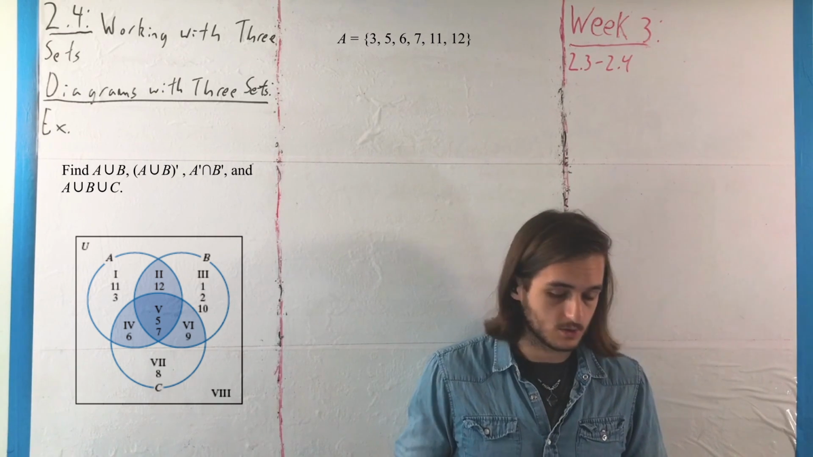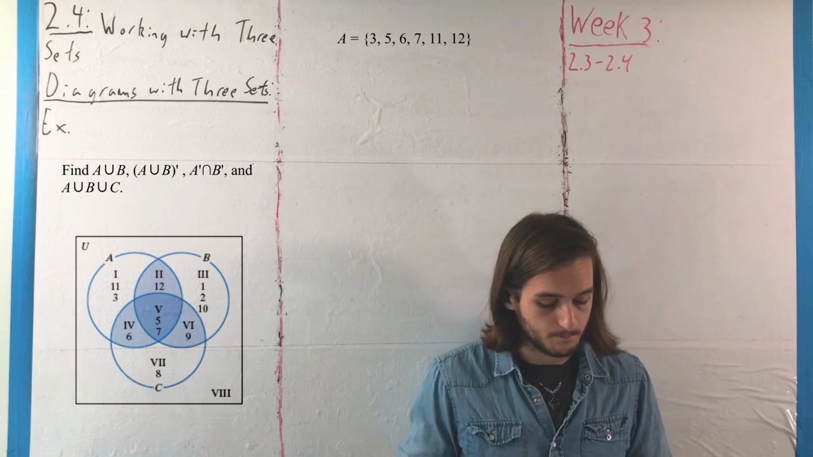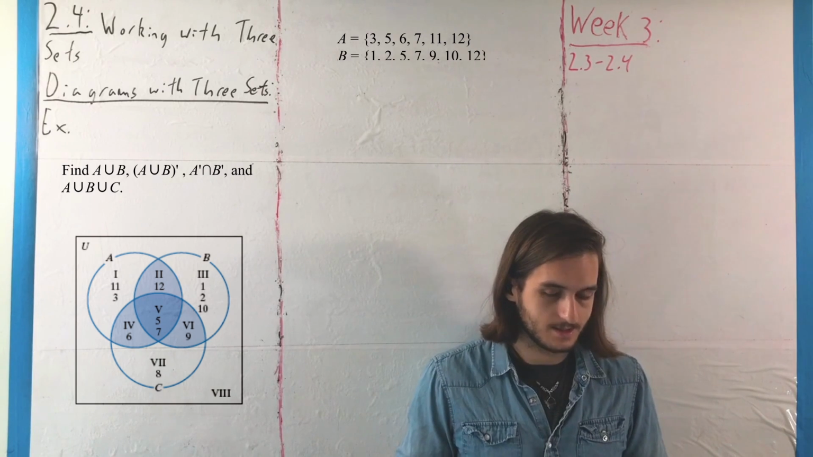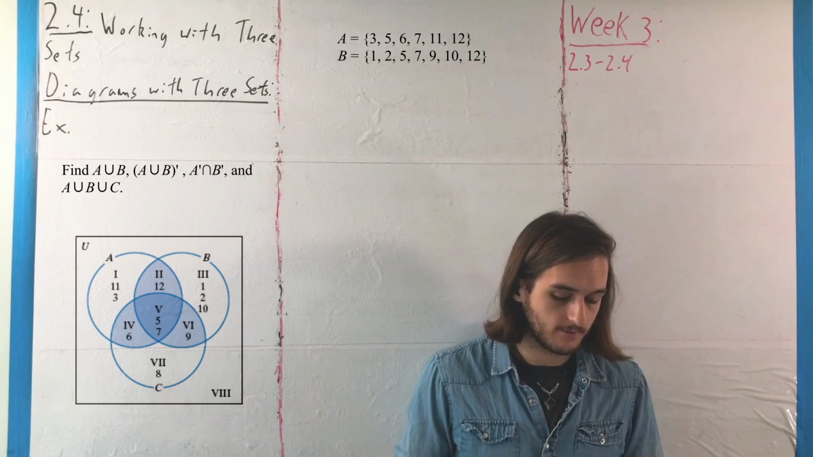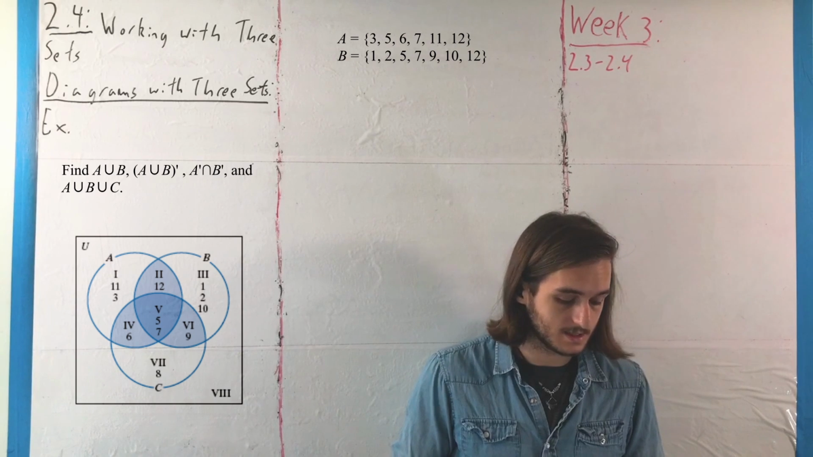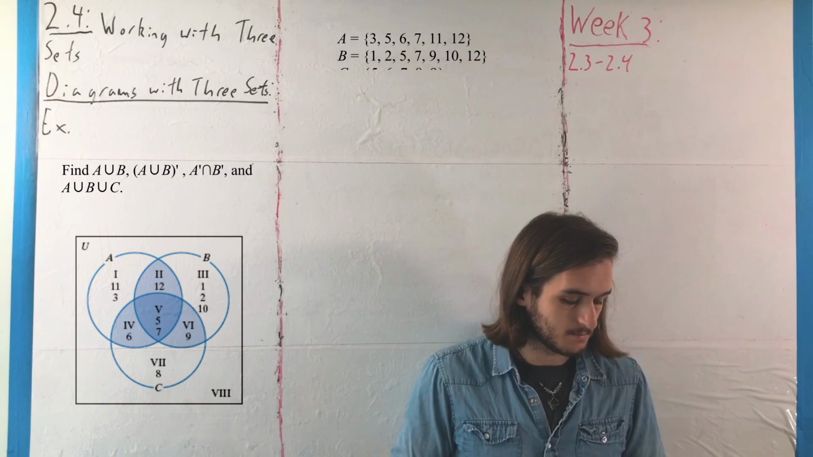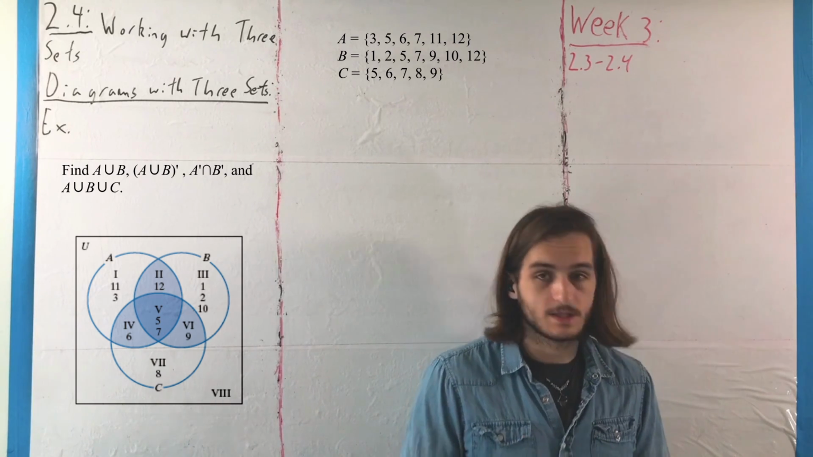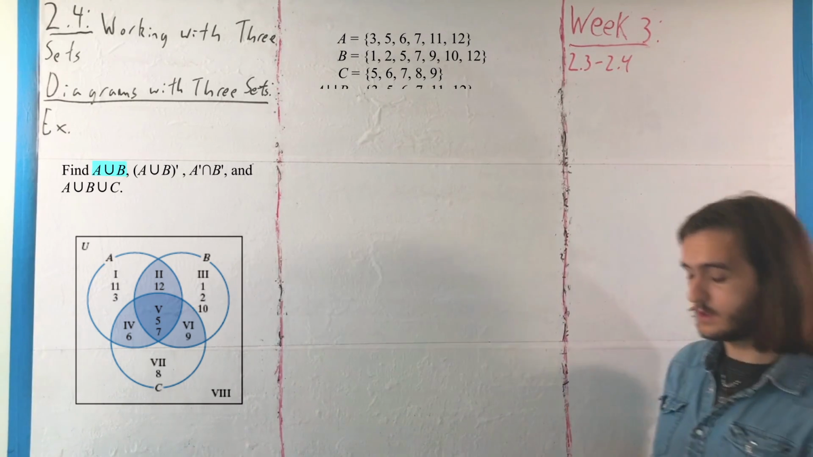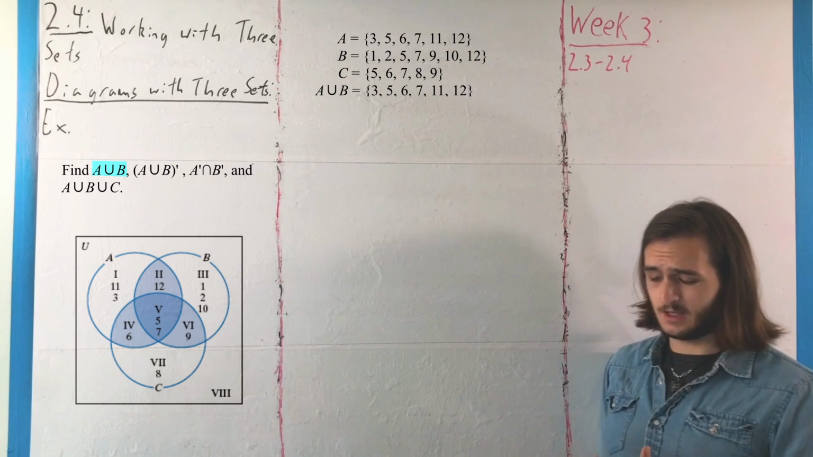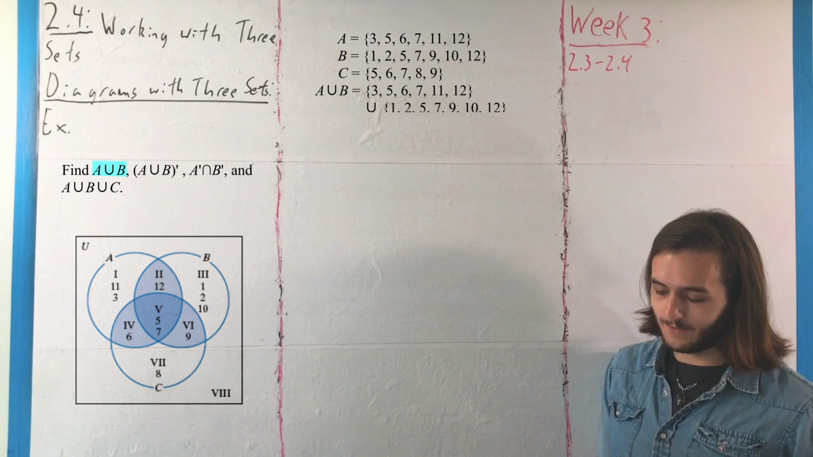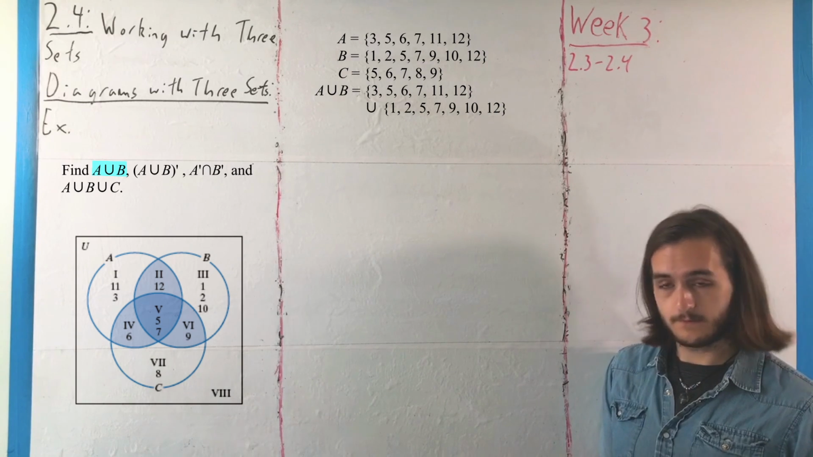Or if you prefer, the regions 1, 2, 4, and 5, while B is going to be 1, 2, 5, 7, 9, 10, and 12 for the regions 2, 3, 5, and 6, while C ends up being 5, 6, 7, 8, and 9, which is contained in the regions 4 through 7. So if we want to take A union B using those pieces, we're taking the union of 3, 5, 6, 7, 11, 12, and 1, 2, 5, 7, 9, 10, 12.